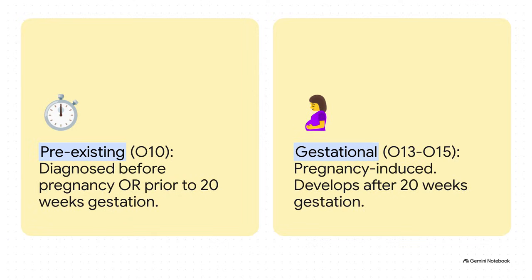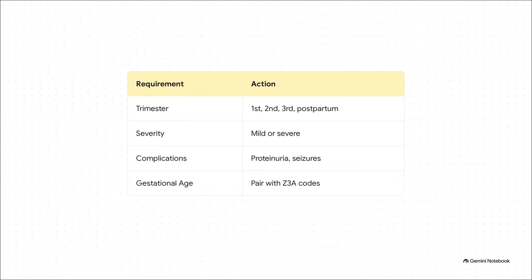On the right side, you've got gestational hypertension mapped to O13 through O15. This is pregnancy-induced, meaning it pops up after that 20-week mark, and includes conditions like preeclampsia and eclampsia. That 20-week mark, that is your absolute dividing line. So, the crucial point here is that without extracting these 4 exact pieces of information from the provider's documentation, you literally cannot assign an accurate code.